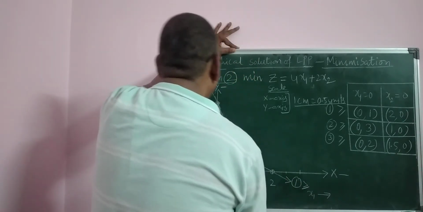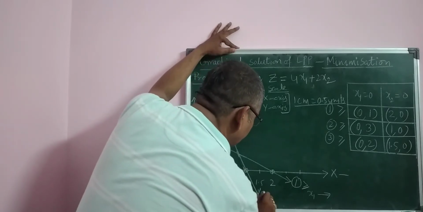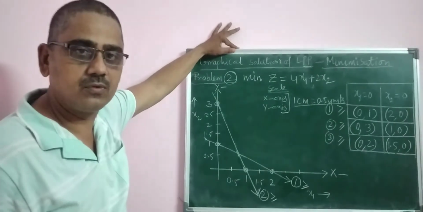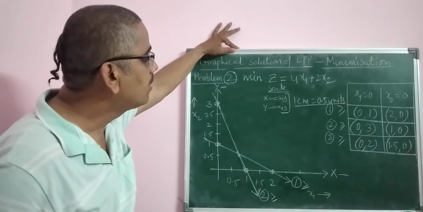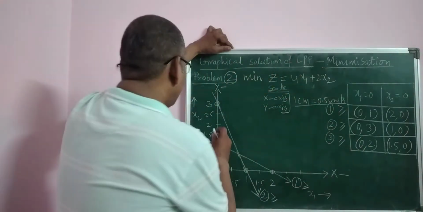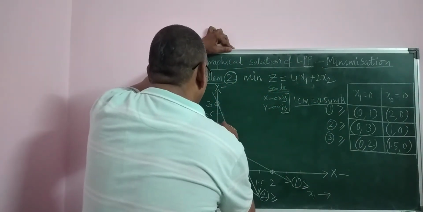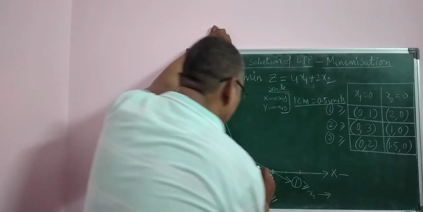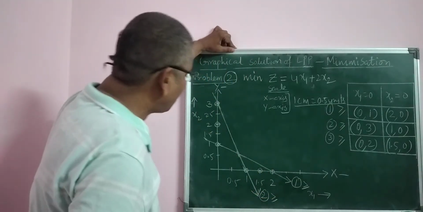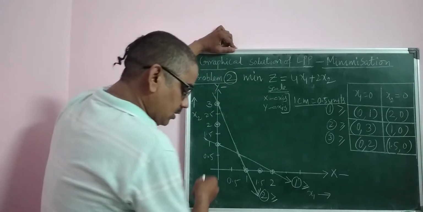Now this is equation 2, and it is greater than or equal to. Hope you understand. And then equation 3: the points are (0, 2) and (1.5, 0). These are the 2 points you have to draw again.